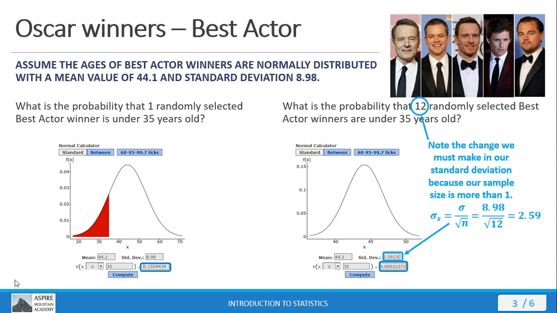The change we make is we take the standard deviation value they give us and divide by the square root of our sample size. In this case, that's 12. So we take the 8.98 divided by the square root of 12, and that gives us 2.59. That's the number we put into our standard deviation field in StatCrunch. You can see the probability that comes out is really, really small. So it's almost a certainty that the Best Actor winner is not going to be under 35 years old.